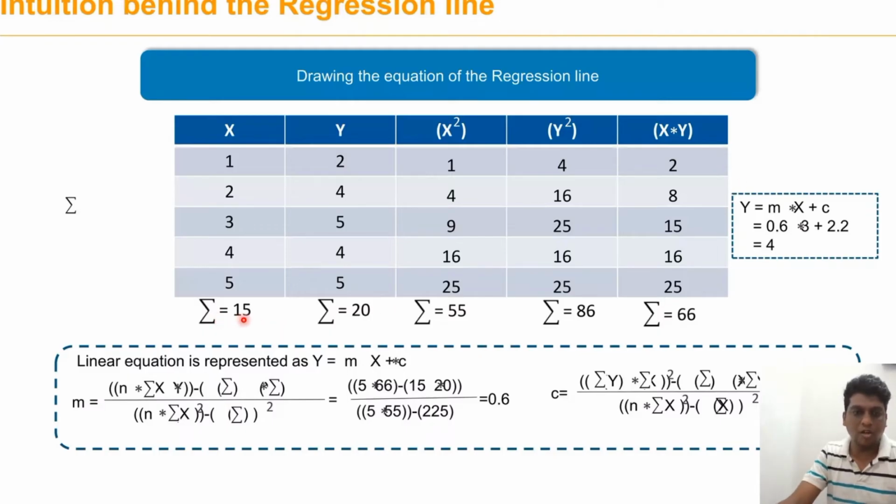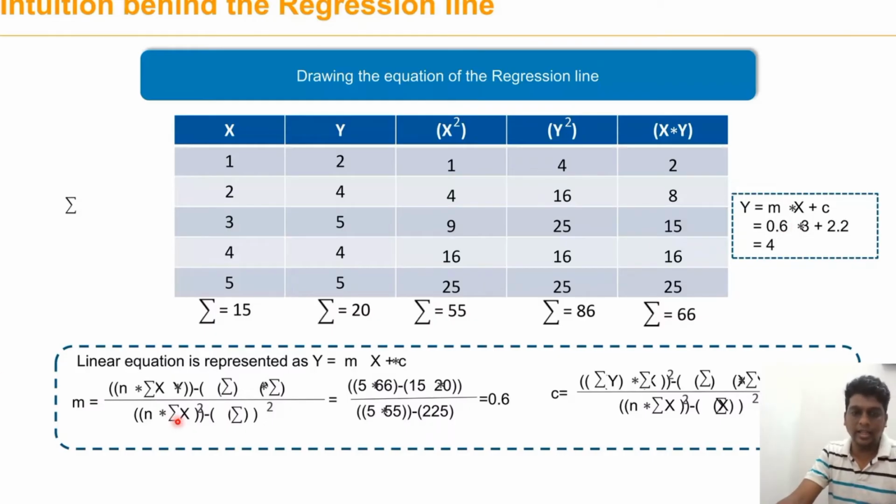Now the summation of all the values are given here: summation of x, summation of y, summation of x square, summation of y square and summation of x and y, represented in the bottom of the table. Now we have to find the value of y, that is m into x plus c. So we have the value of x. The only thing we have to note is how to find the value of m and c.